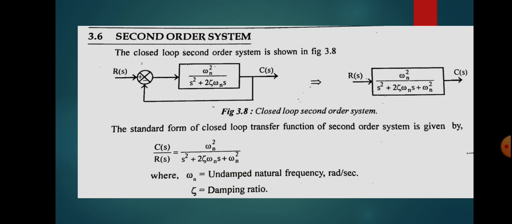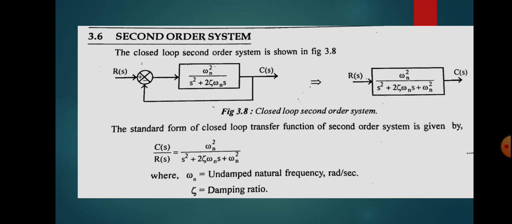So the loop gain will be obtained by the equation G(s) divided by G(s) into H(s) plus 1. Instead of G(s), we can substitute omega n square divided by s square plus 2 delta omega n into s, and instead of H(s), we can substitute 1. So we get the loop gain as omega n square divided by s square plus 2 delta omega n into s plus omega n square. The input will be R(s) and the output is C(s).